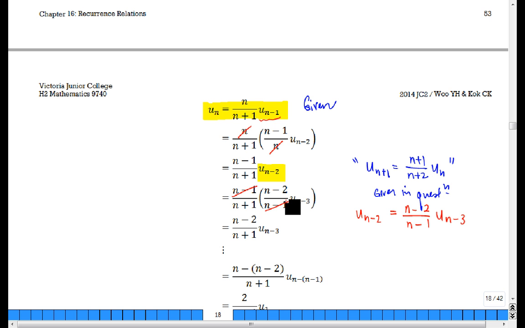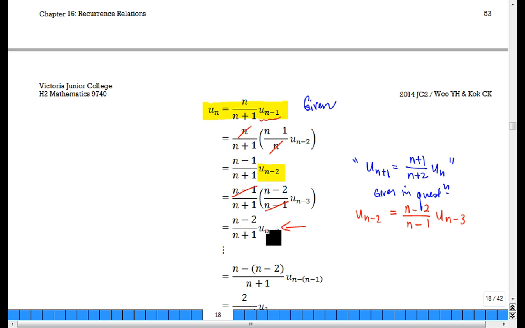Now, let's focus on this part. Let's focus here. Eventually, I want to express u_n in terms of n, which is an explicit formula, right? I want an explicit formula. The u_{n-3} is not good enough for me. I don't like u_{n-3}. I need to go down and down and down all the way to u_1 because I know what is u_1. u_1 is a number that I know. Not good enough to stay at u_{n-3}. So let's see the pattern.